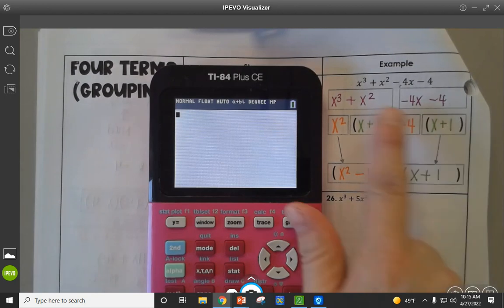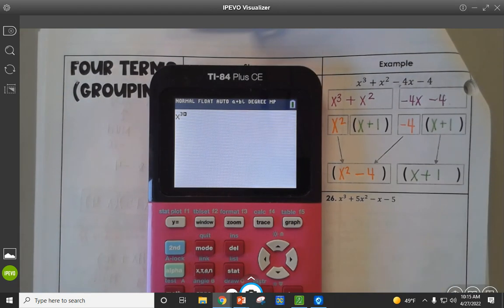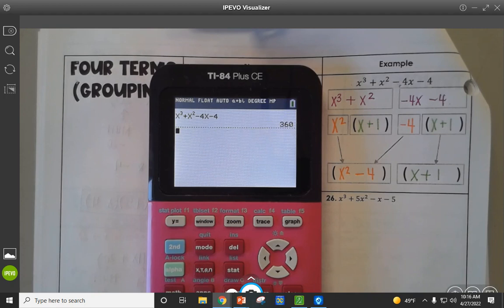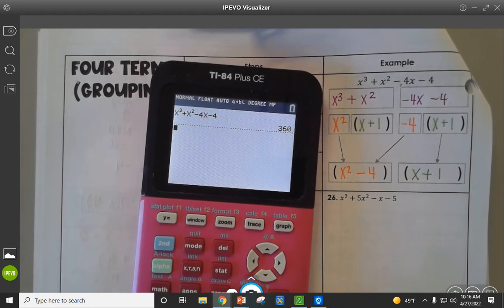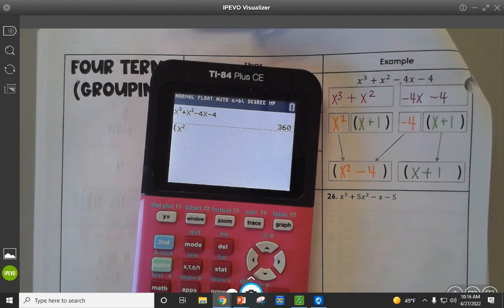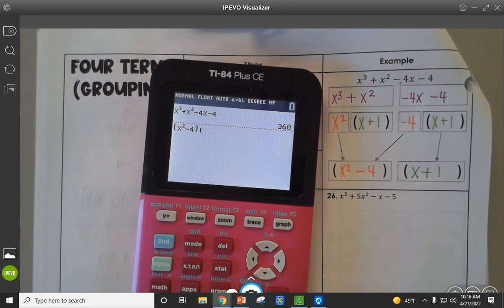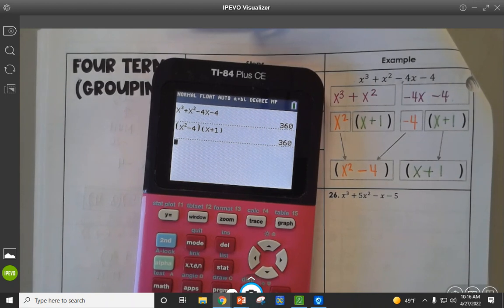If I go to my original problem, x cubed plus x squared minus 4x minus 4, I get 360. That number's not important, but it should be the same when I type in my answer. And it is. So we did it correctly.